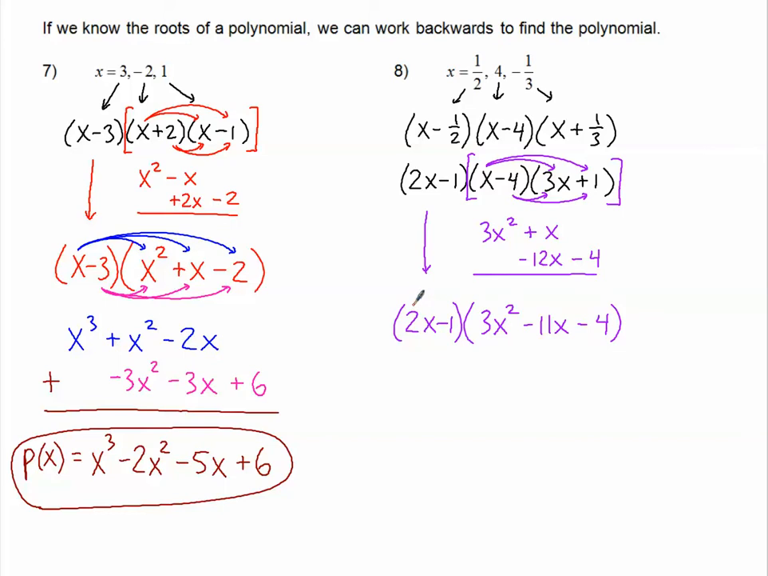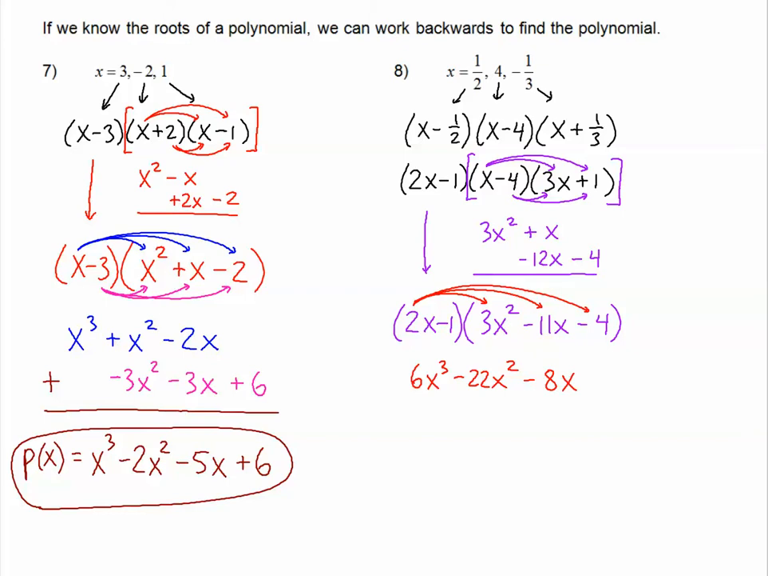Triple distribution to go. 2x times 3x squared, 2x times negative 11x, 2x times negative 4. A little sprinkler system here, right? Distribution. 2x times 3x squared gives me 6x cubed. 2x times negative 11x is negative 22x squared. And 2x times negative 4 is negative 8x. If you do this the same systematic way, you'll see your exponents will start to decrease in order. And that's kind of a nice way to line everything up, I guess.